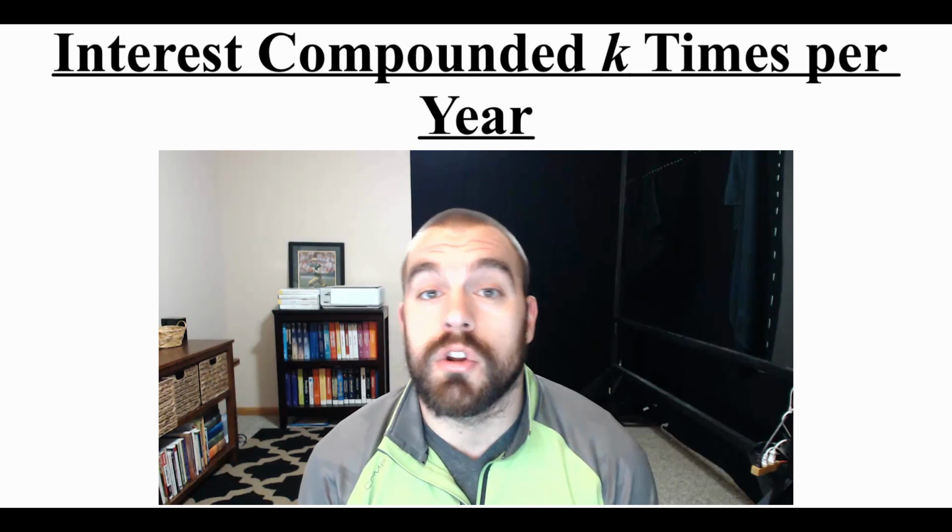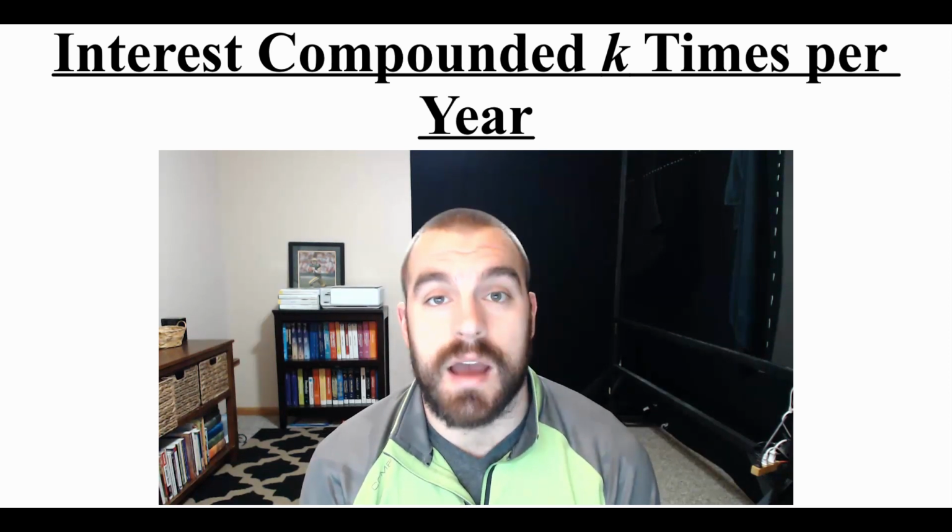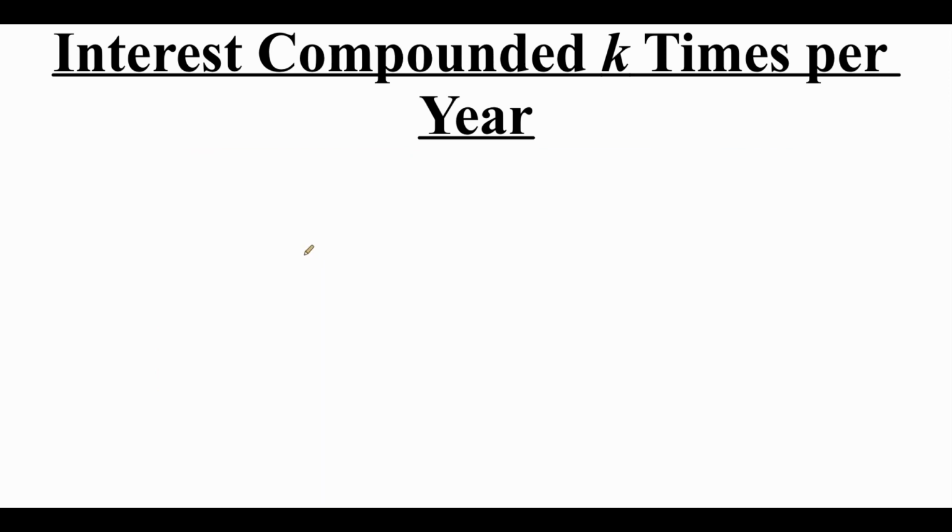In this video we're going to look at interest compounded K times per year. Now if we've got a principal amount invested in an account that compounds multiple times per year, we're going to have to use a little bit of a different formula than we've used before. So in order to calculate the amount of money in our account, we're going to take our principal amount, P, times 1 plus R over K, where R is the interest rate as a decimal, and K is the number of compoundings per year.